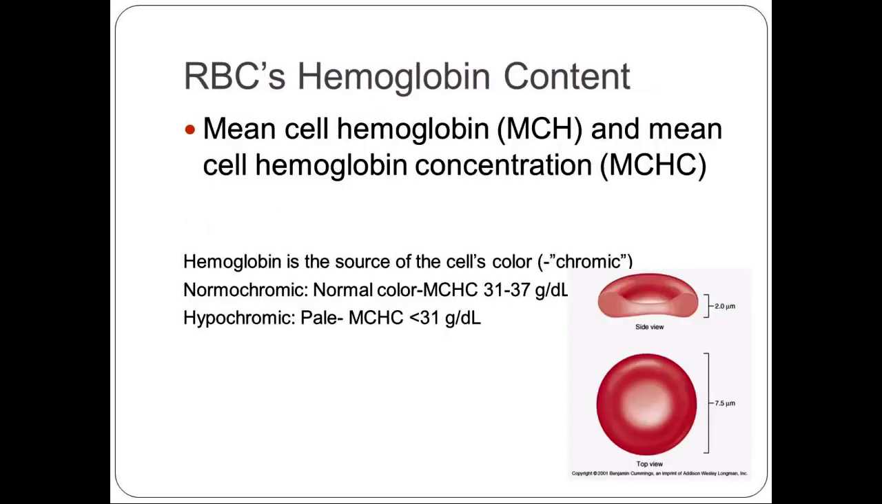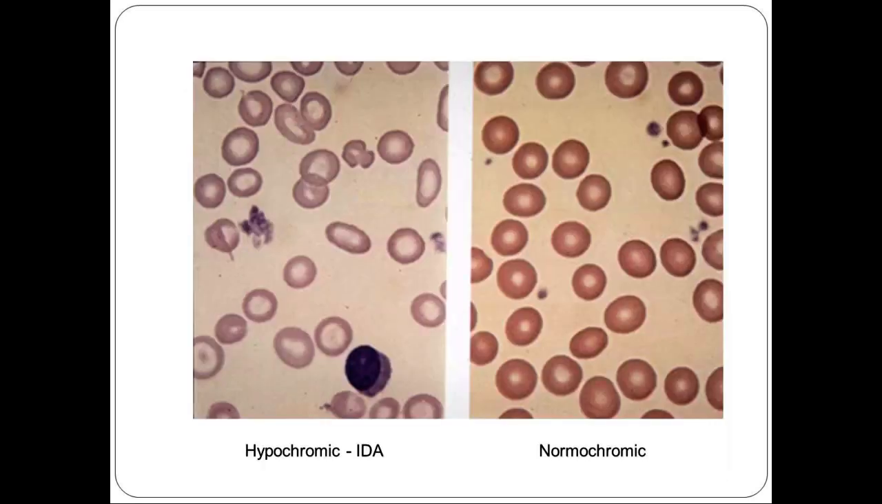The content of the hemoglobin, if you go down a little bit further, they have colors. The hemoglobin is the source of the cell's color. If they're normochromic, then they're the normal color. If they're hypochromic, then they're pale. On the last slide I showed you, a couple slides ago, the lighter colored ones would be the hypochromic ones. Oh, there you go, I got another slide. Maybe that'll help you too. You can see they seem to be really pale in the center as opposed to the normochromic on the right.